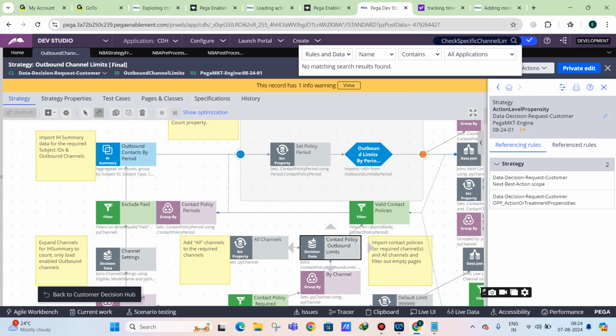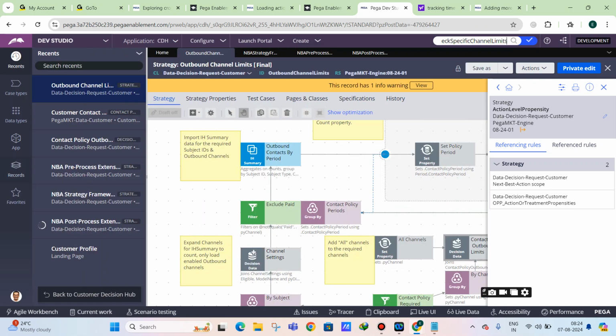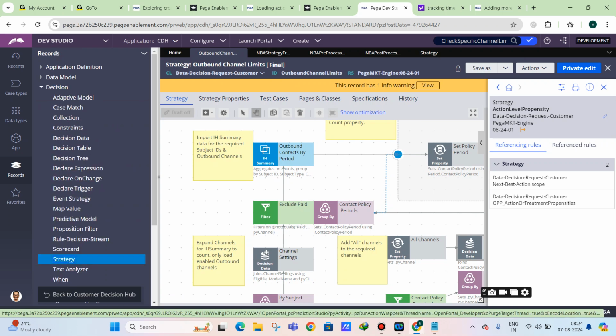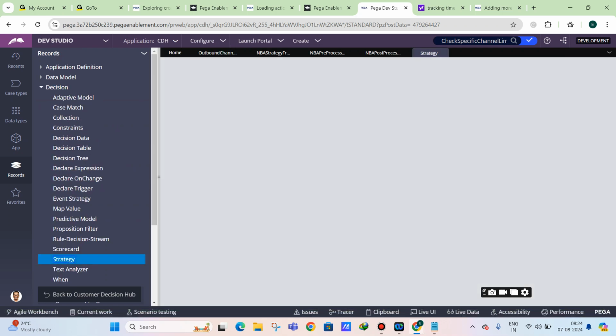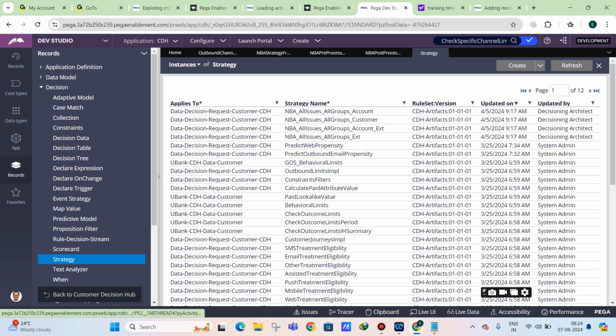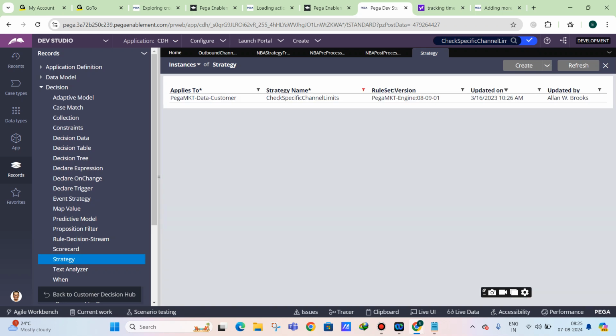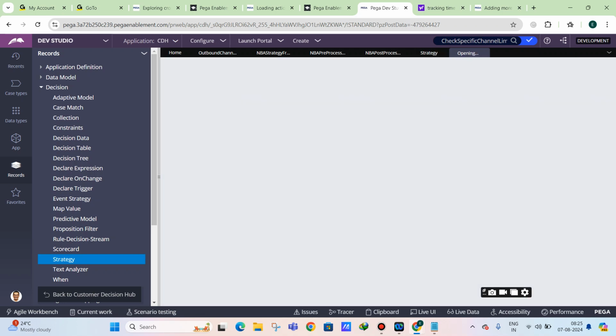Did we keep any space or something? Okay, just filter in the strategies. Okay, so this is the one.